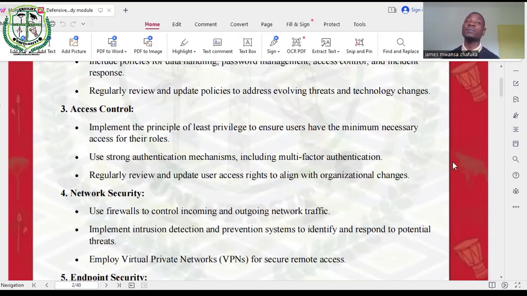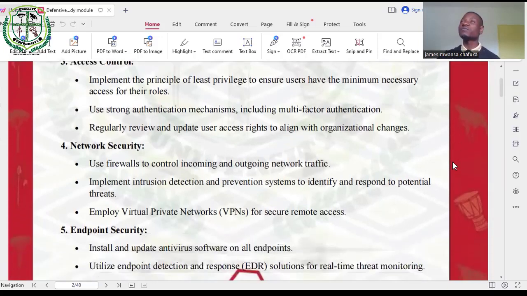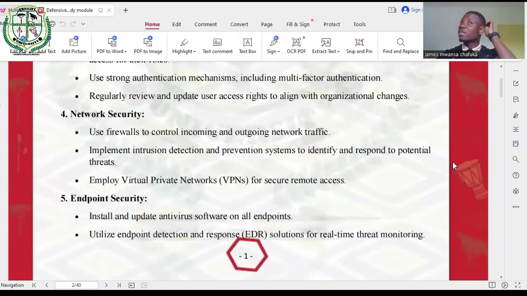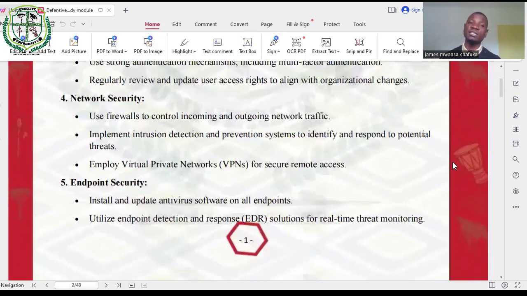And then the other point on access control is to regularly review and update users' access rights to align with organization changes. It is very important to review users' access rights to align with the organization changes. Very important. Now, apart from access control, let us proceed by looking at network security.